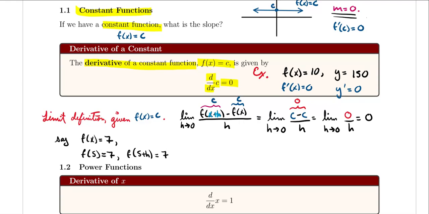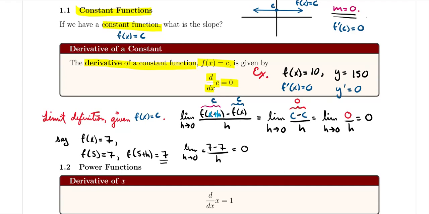So that's why I got a c minus c on the top. With this new function, we would have basically gotten a 7 minus 7 over h, and the limit here, and we still would have gotten a 0. So there we go. Now, I want you guys to remember anytime that I'm giving you a constant, if you want to find the derivative of a constant, it's just 0.